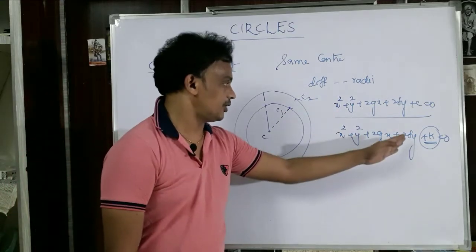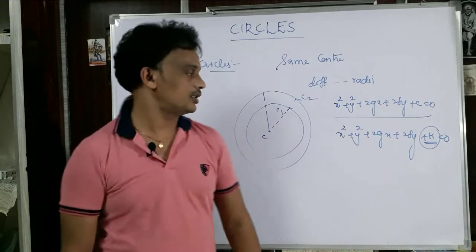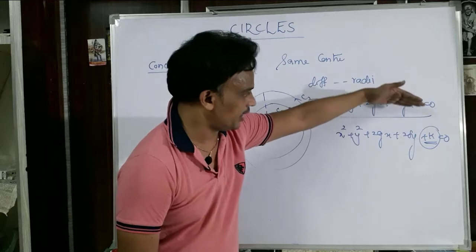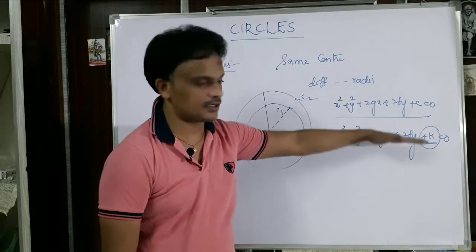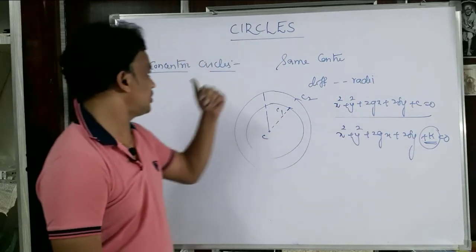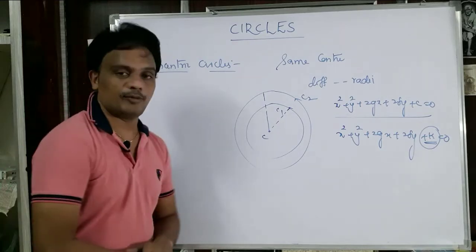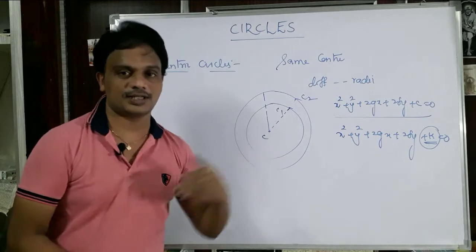Once again, observe this: the difference between two concentric circles is only that they have different constants. So, that is about concentric circles. Make a note, students. We will move to the next concept.